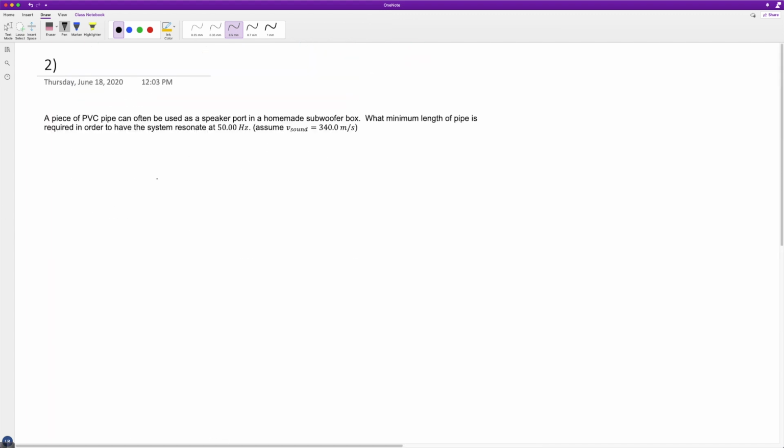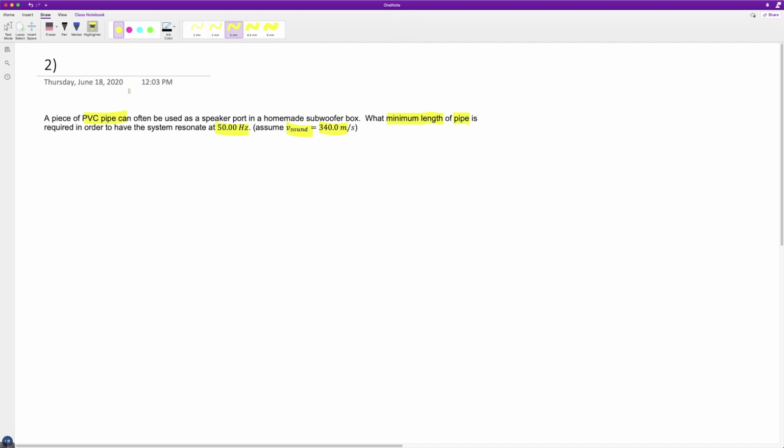All right, let's take a look at example number 2. A piece of PVC pipe can often be used as a speaker port in a homemade subwoofer box. What minimum length of pipe is required in order to have a system resonate at 50 hertz? All right, so we know what our frequency is. We know our frequency wants to be 50 hertz. We actually have the speed of sound. It's given as 340. So we're looking for the minimum length of pipe in order to cause the system to resonate. So specifically, we're looking at PVC pipe.